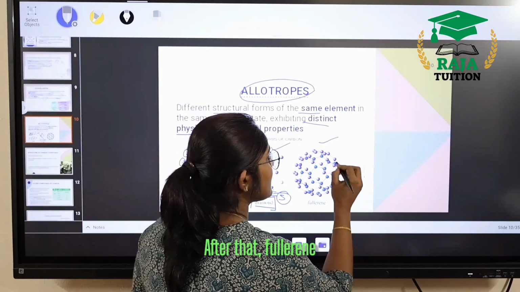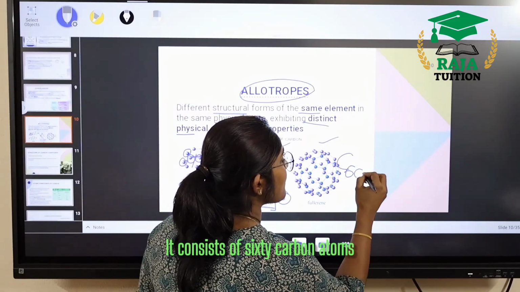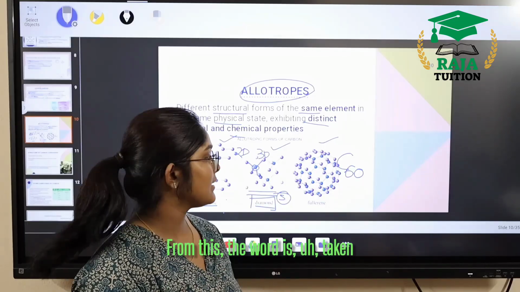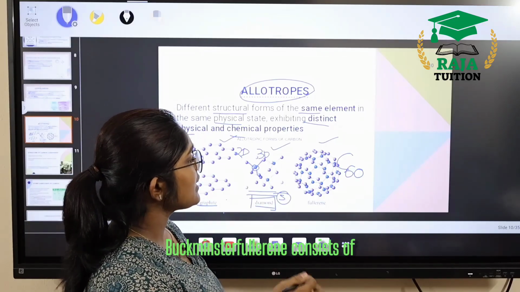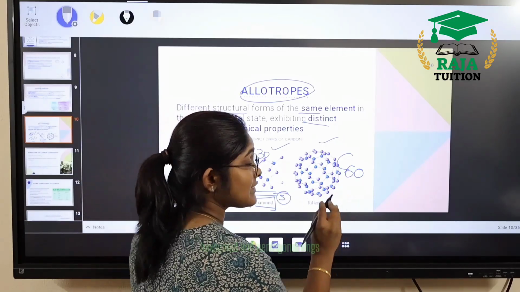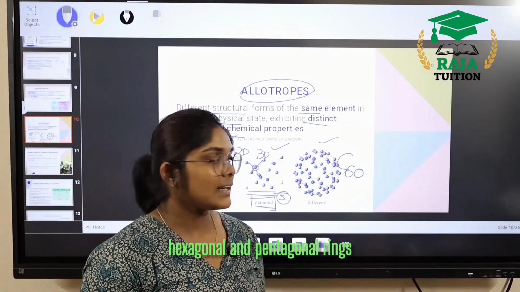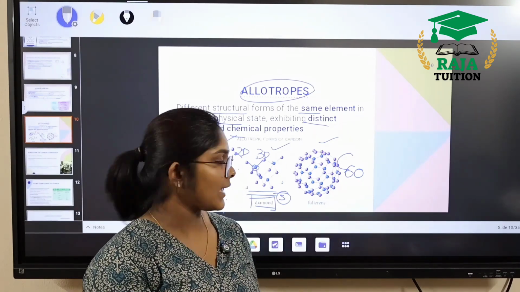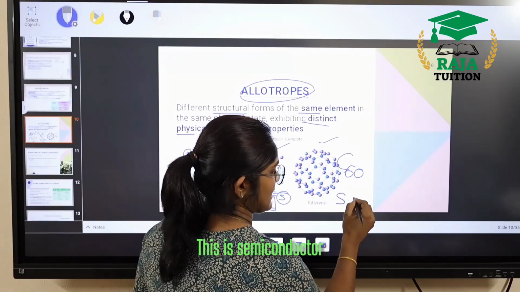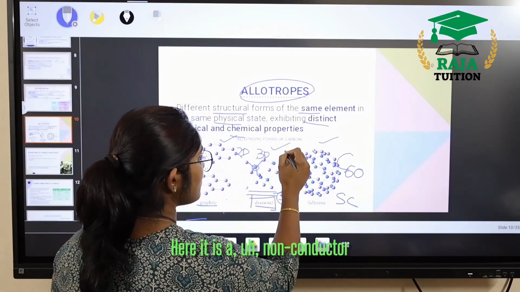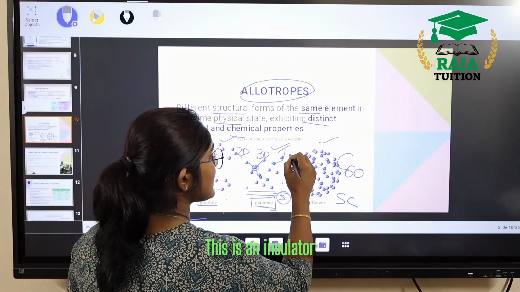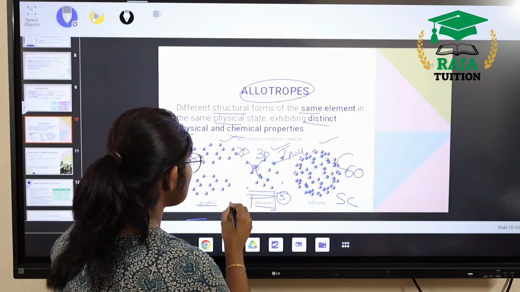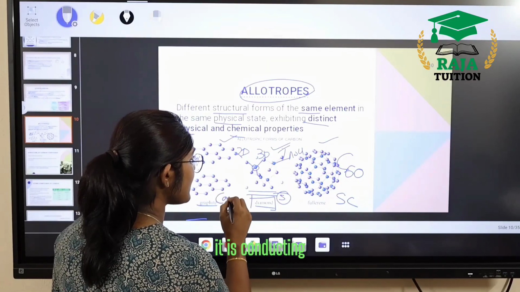After that, fullerene. It consists of 60 carbon atoms. The word is taken from Buckminster fullerene. Buckminster fullerene consists of hexagonal and pentagonal rings, with 60 carbon atoms, and has a spherical shape. This is a semiconductor. Diamond is an insulator. In case of graphite, it is conducting.